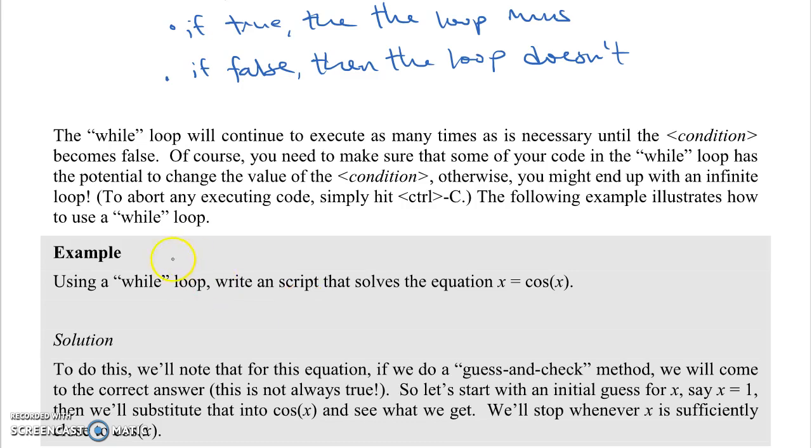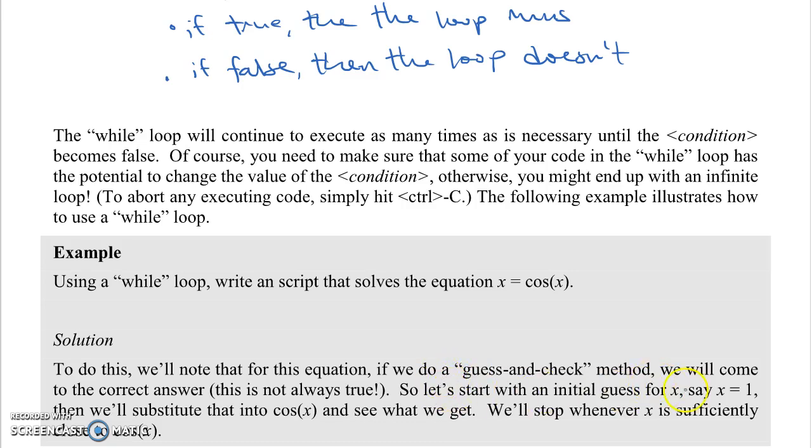What we want to do here is, using this while loop, write a script that solves the equation x equals cosine of x. If you're familiar with this, it's an example of successive substitution. For this equation, we want to use a guess and check method. This particular kind of guess and check method will actually converge to a correct answer. That's not always true, but for this particular case it is, so we're pretty safe in writing this while loop.